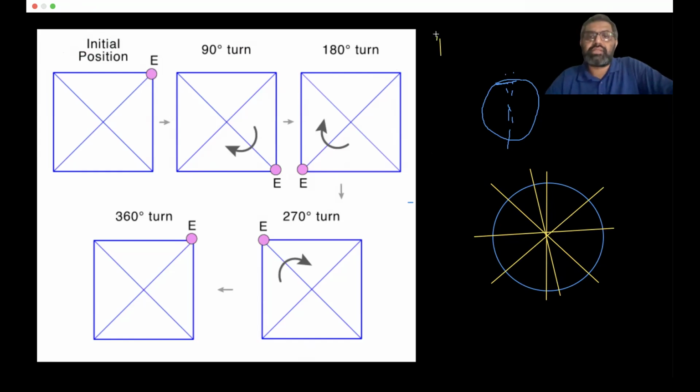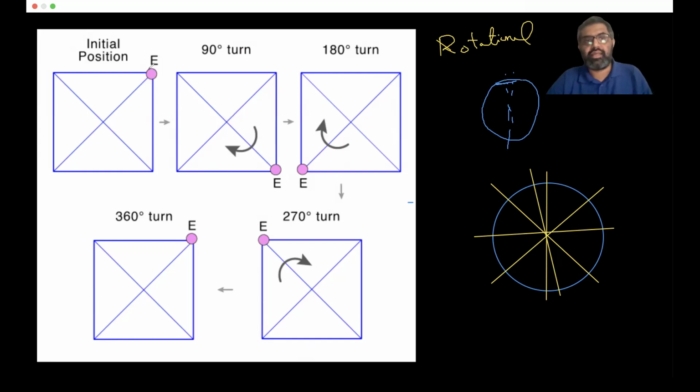Then comes rotational symmetry. We call it the order of rotational symmetry: how many times a shape will turn back to its original shape if we do a complete rotation.